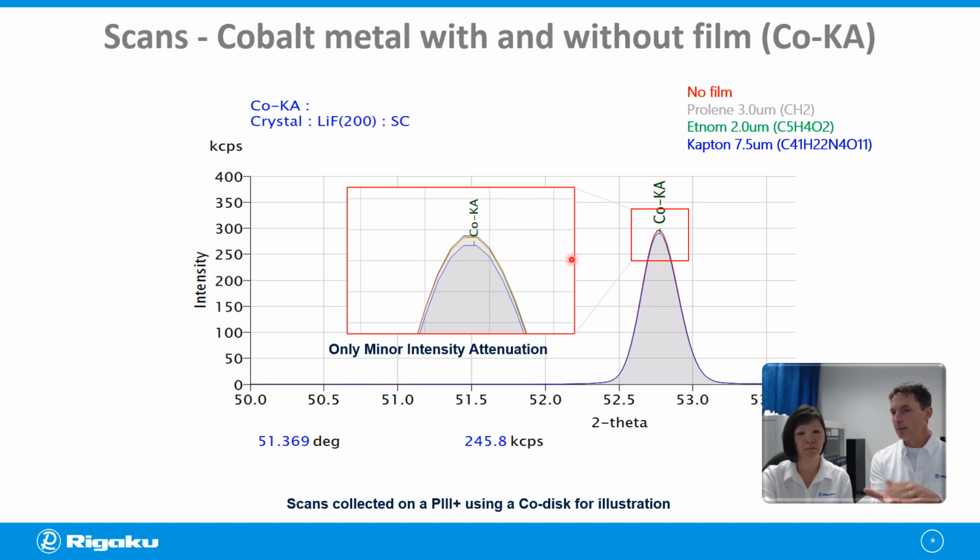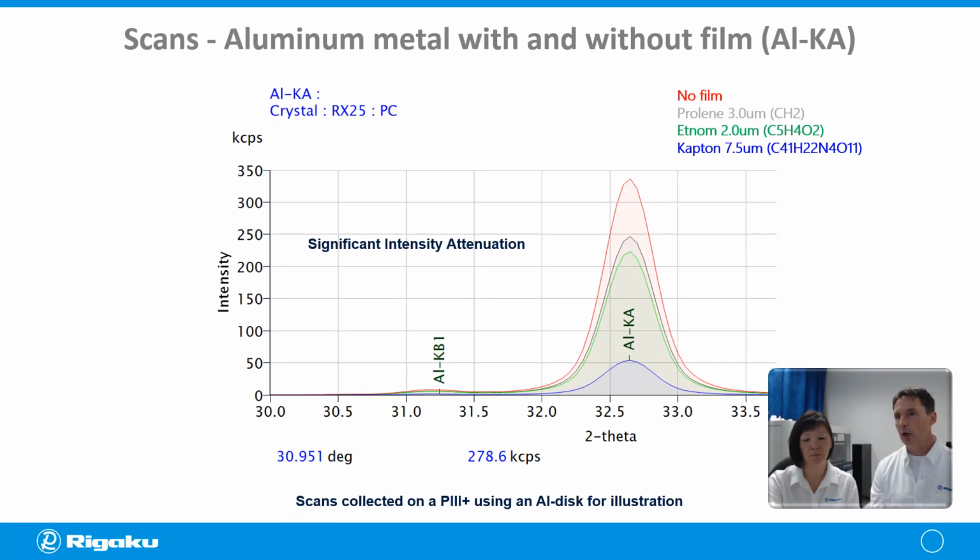If there's a film on top, they will be attenuated slightly. So if you look at proline, etnom, kapton at micron levels, they will slightly attenuate the signal. Now, if we look at that in comparison to aluminum, aluminum is a lighter material, a weaker X-ray. So now, if I go and add films in front of that, I decrease my signal more.